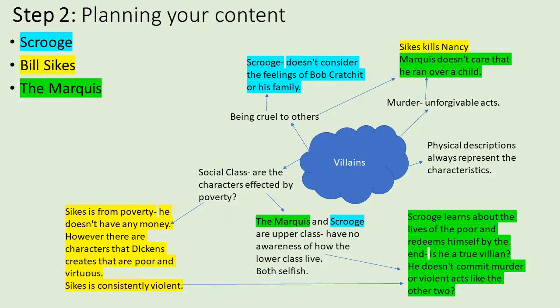So the Marquis and Scrooge are upper class and have no awareness of how the lower class live, and both are selfish. Sikes is from poverty. He doesn't have any money. However, there are characters that Dickens creates that are poor and virtuous. Sikes is consistently violent. Scrooge learns about the lives of the poor and redeems himself by the end, so you may consider whether he is a true villain or not. He doesn't commit murder or violent acts like the other 2. So this is the kind of mind map you should have created.